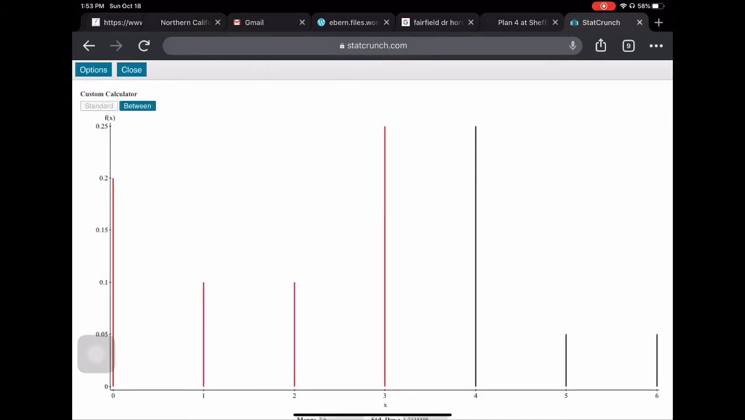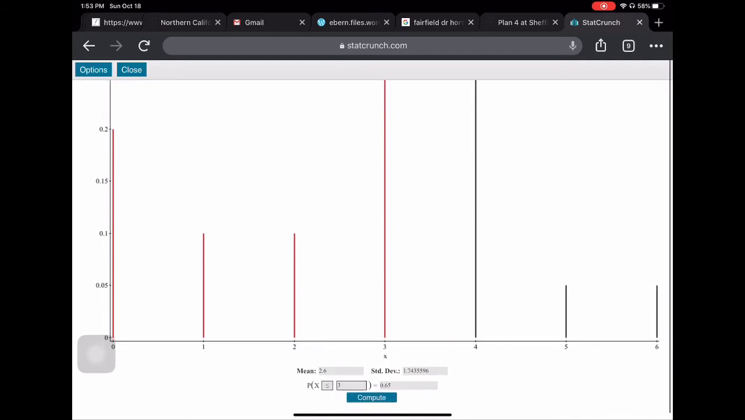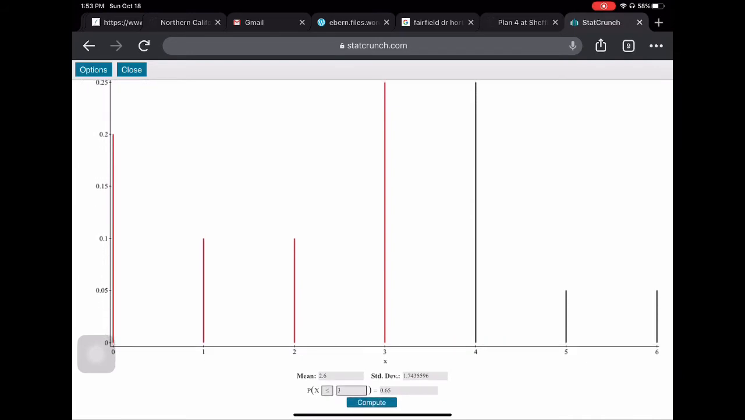And so here gives the actual same distribution that you had in bar plots, but we also have down, if you scroll just a little bit lower, you'll see the mean is 2.6 and the standard deviation is 1.74. And you actually have the ability to calculate the probability of being less than or greater than, something like that.